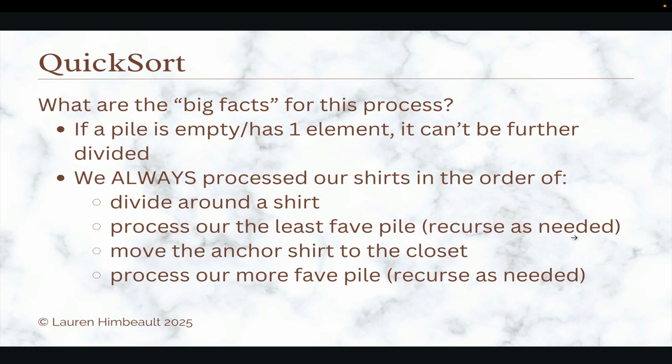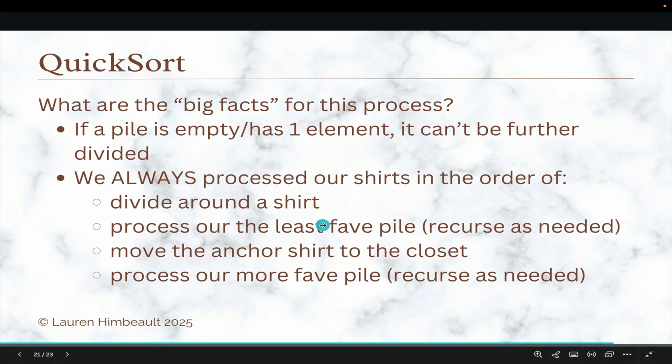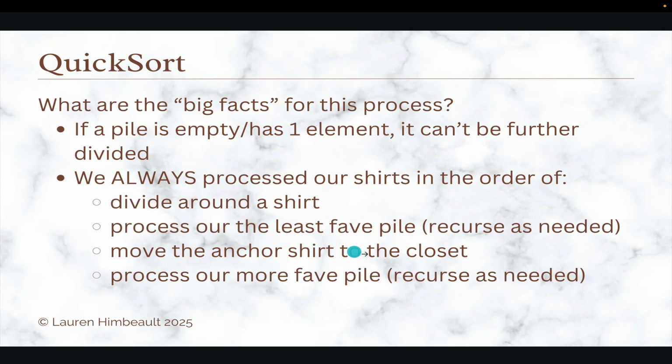So what are the big facts for this quicksort process? Well, the first one is one I've already mentioned a bunch. If a pile is empty or only has one element in it, we can't divide it any further. We have to consider it sorted. We also always processed our clothing items in the same order. We divided around a given shirt, we processed our least favorite pile and recursed down that side as much as we needed, and then we moved the anchor shirt to our closet, and then we processed our more favorite pile and recursed as needed, and then moved it all back to the closet.